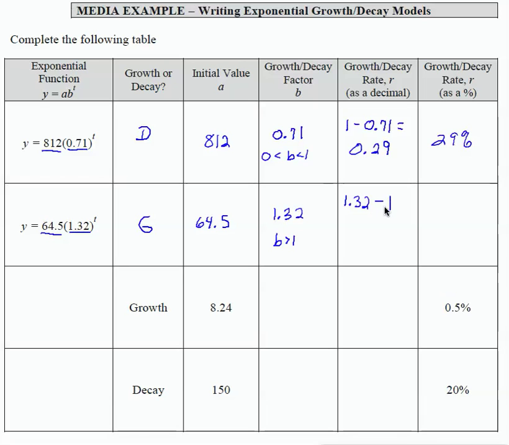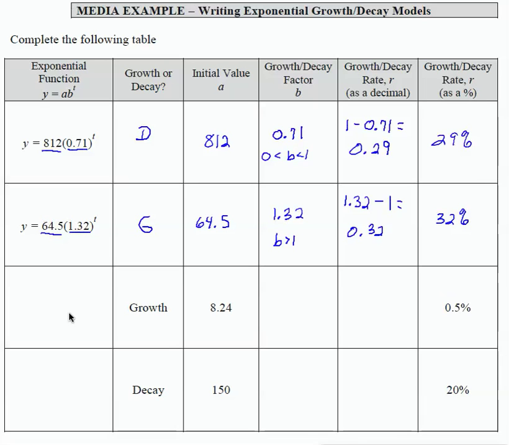So notice the difference. When I have a growth equation, I take the b value minus 1. When I have a decay equation, I take 1 minus the b value. So here I have 0.32. Writing that in percent form is 32%. So this 64.5 times 1.32 to the t is a 32% growth equation.